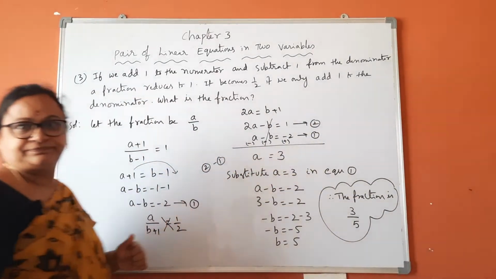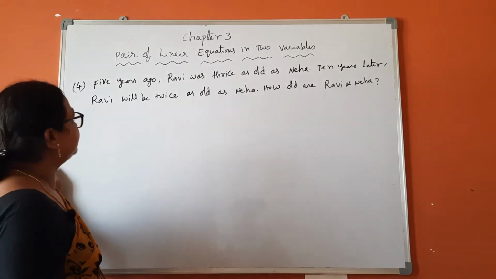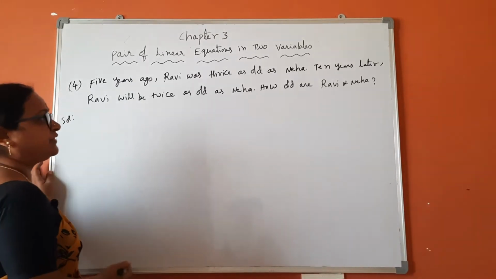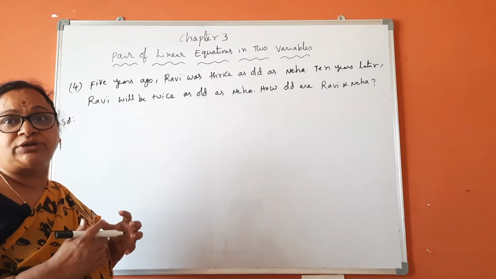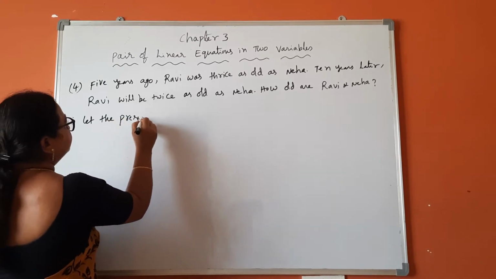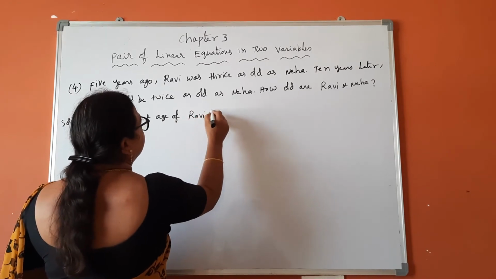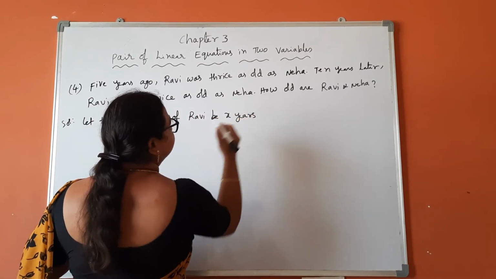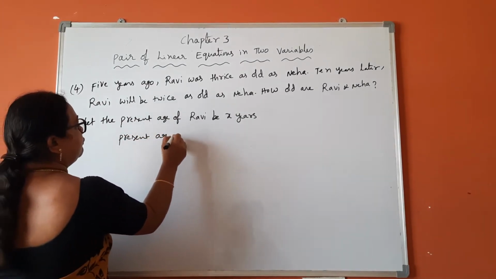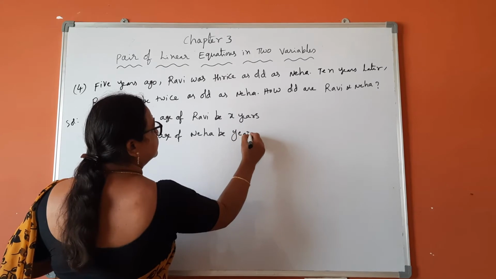5 years ago, Ravi was thrice as old as Neha. 10 years later, Ravi will be twice as old as Neha. How old are Ravi and Neha? So whenever we are dealing with age sums, we have to take the present age. Let the present age of Ravi be X years. Present age of Neha be Y years.